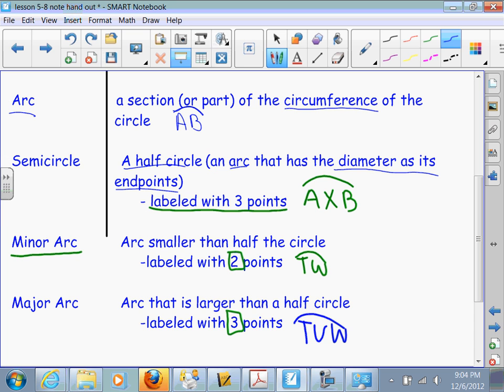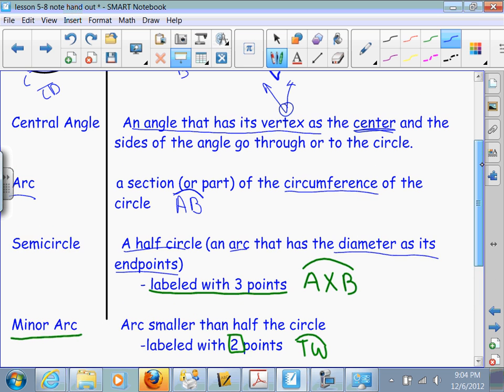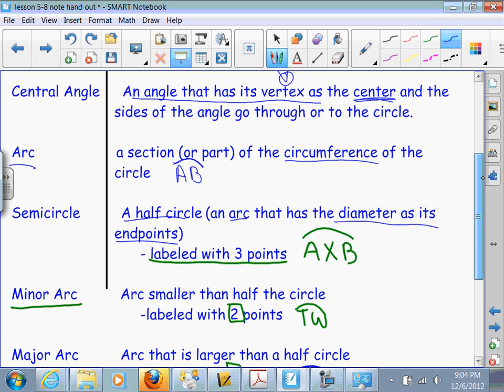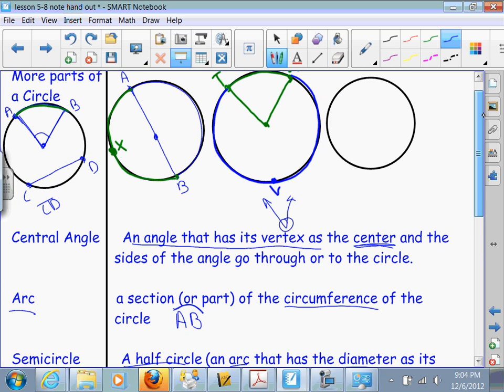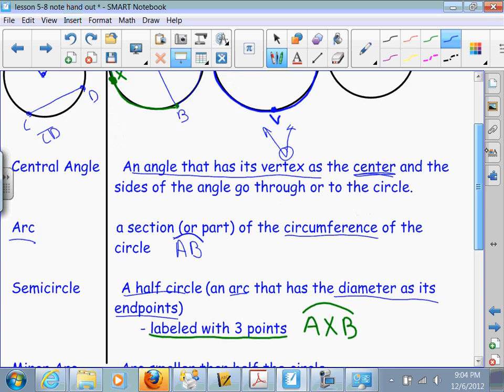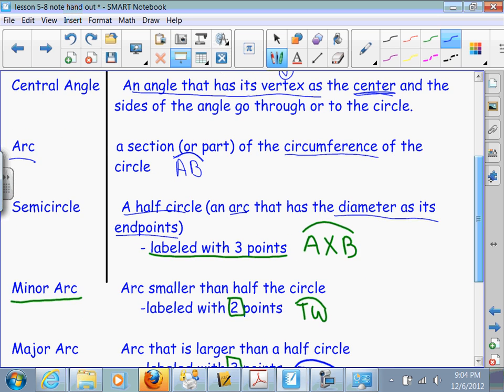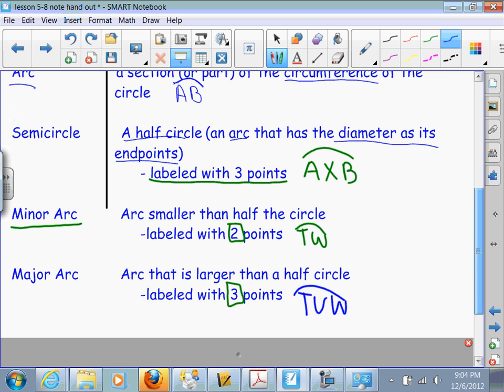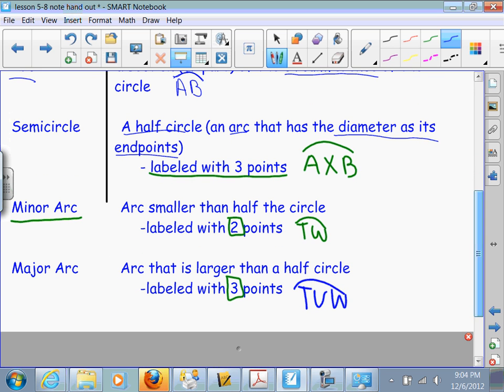Okay, so those are the different parts of the circle. A central angle has its vertex at the center of the circle. An arc is cut out by an angle. A central angle will cut it out. Also, another angle that we're going to talk about later will cut out an arc. A semicircle is half a circle. A minor arc is an arc smaller than half a circle. A major arc is bigger than half the circle. If you need to stop filling in notes, do so.